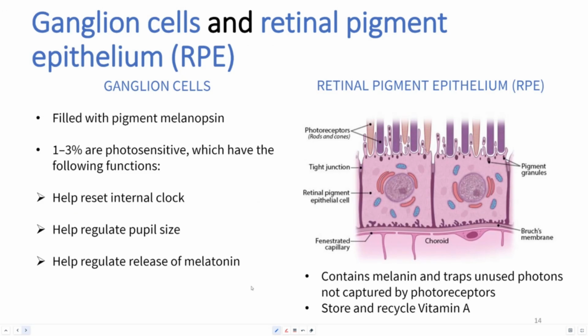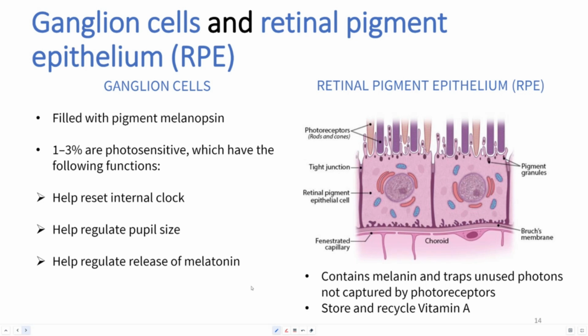The ganglion cells and the retinal pigment epithelium, RPE. The ganglion cells are filled with a pigment called melanopsin. 1 to 3% are photoreceptive, which have the following functions. They help reset the internal clock of the cell. They help regulate the pupil size, controlling how much light comes in. And they also regulate the release of melatonin.